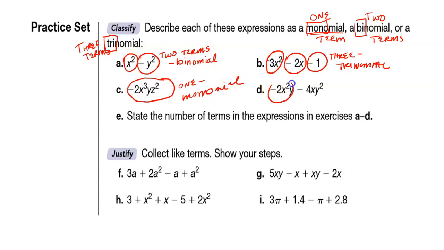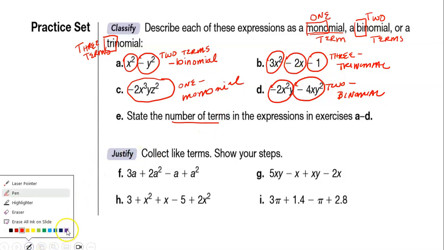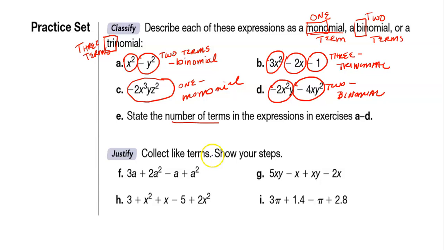Okay. And here we have two terms, which is a binomial. Okay. I went ahead and answered E, the number of terms in each expression. So let's change colors and talk about collecting like terms.